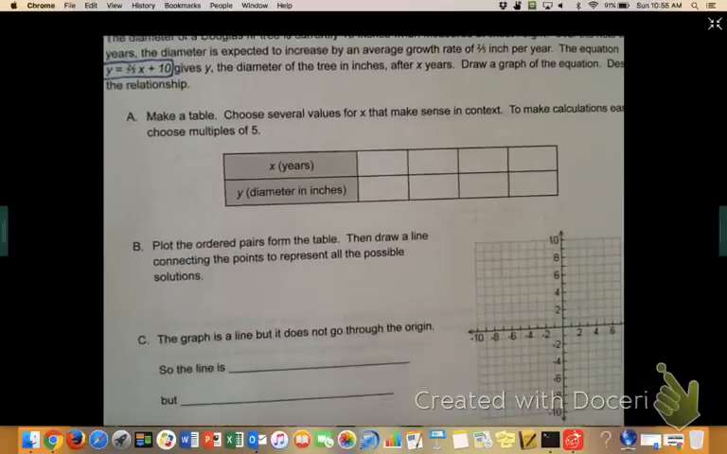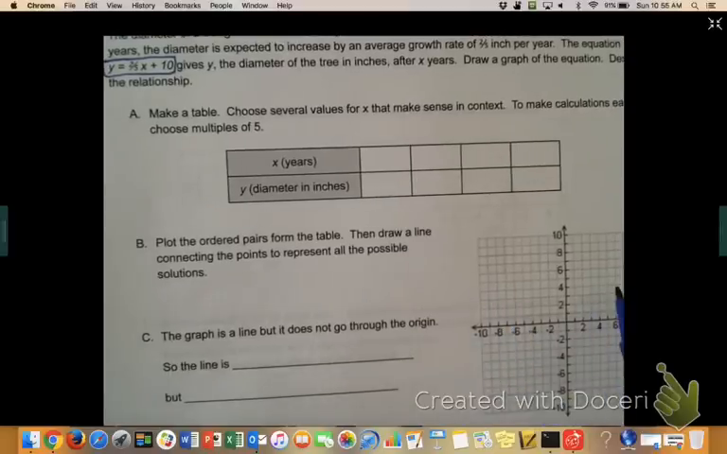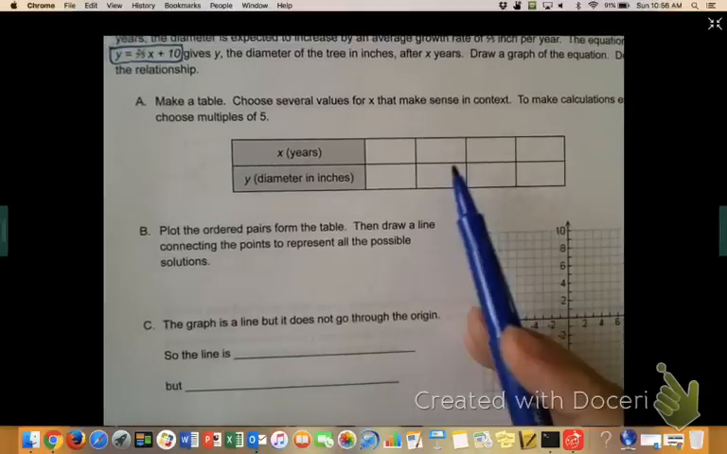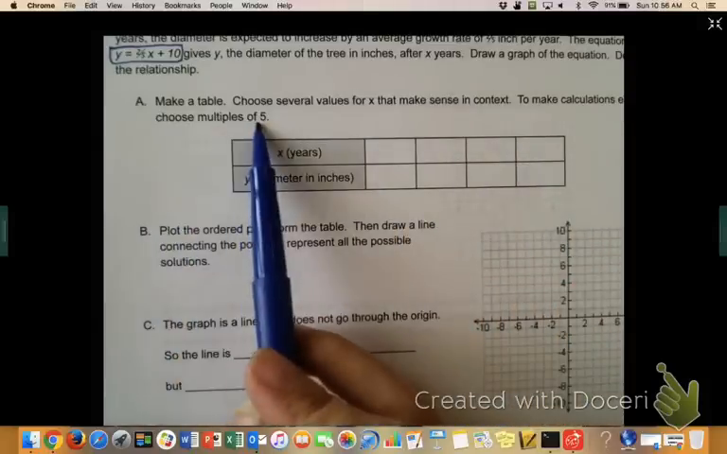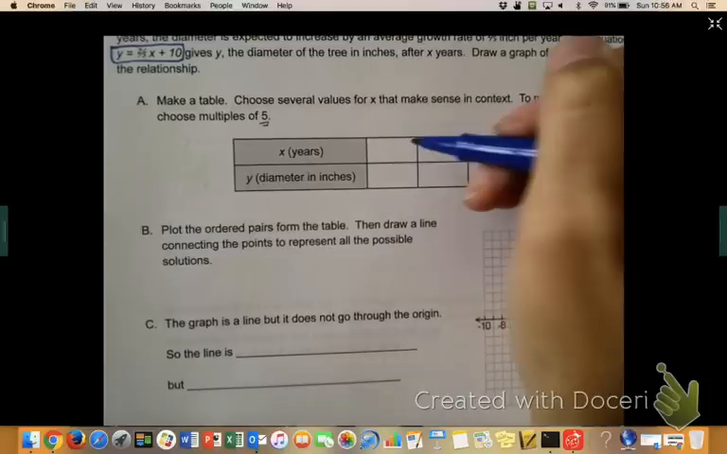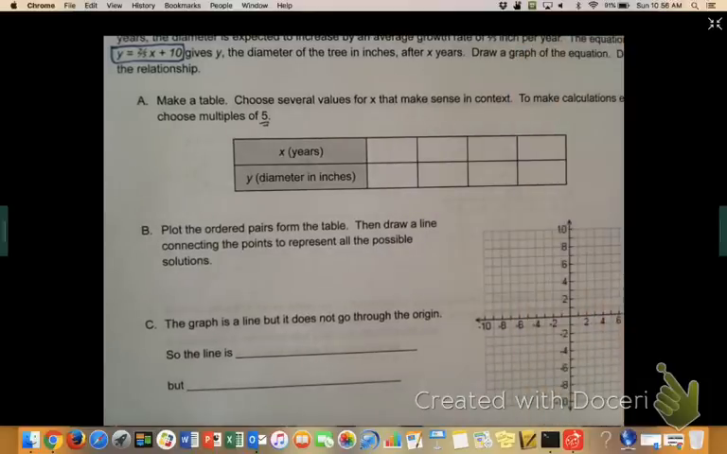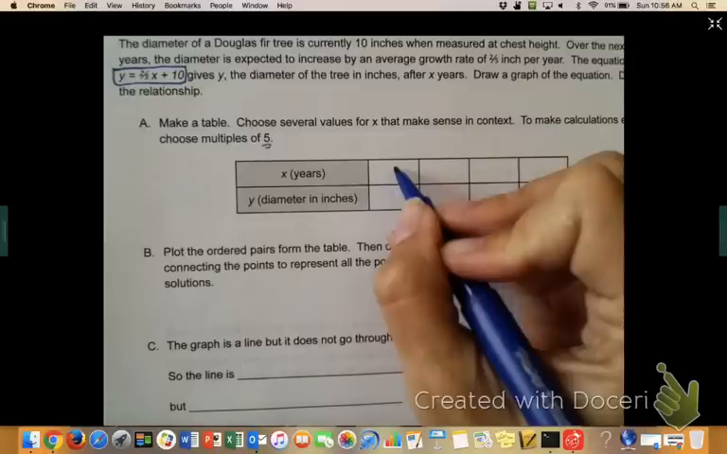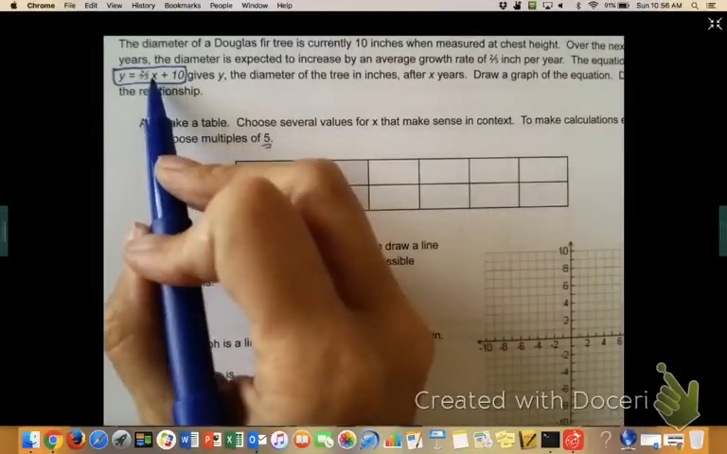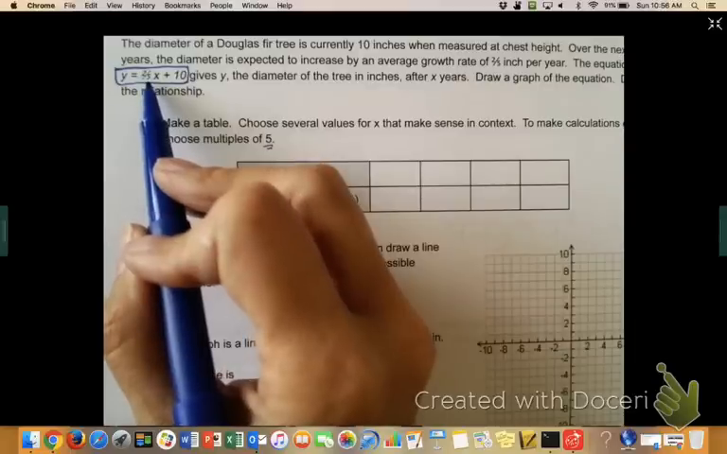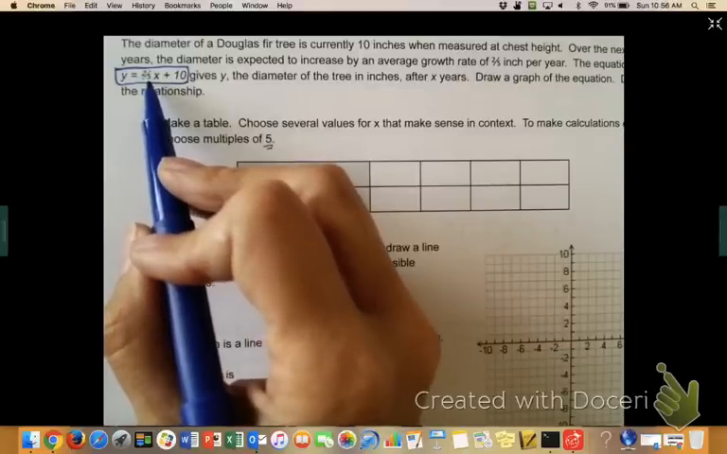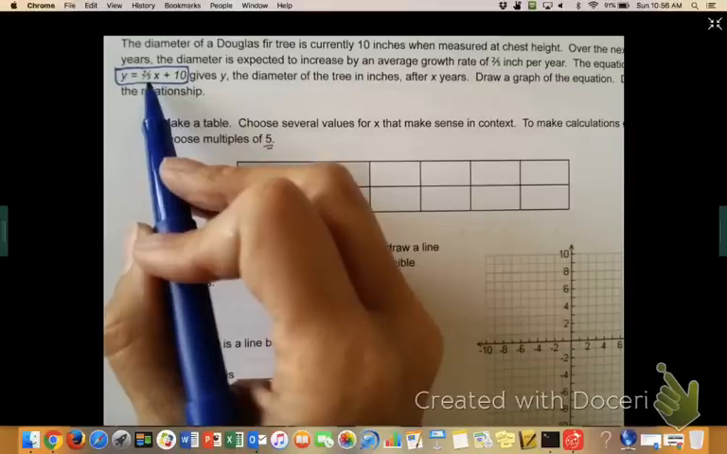So first, before we can draw a graph, we have to have some coordinates to put on it. We're going to make a table, and we're going to choose several values of x that make sense in the context. To make calculations easier, choose multiples of 5. Let's talk about that. In the previous example, I just chose 1, 2, 3, 4, and that worked great because I was talking about number of hours worked. But in this example, if I choose 1, 2, 3, 4, I'm going to be multiplying them times 2/5, and we're going to get really ugly numbers with decimals and fractions, and those are going to make our lives a lot more difficult.